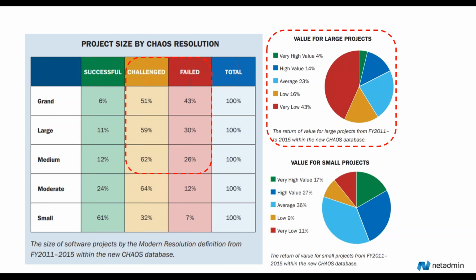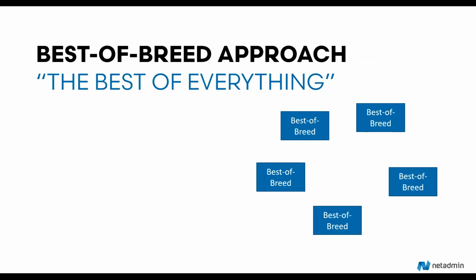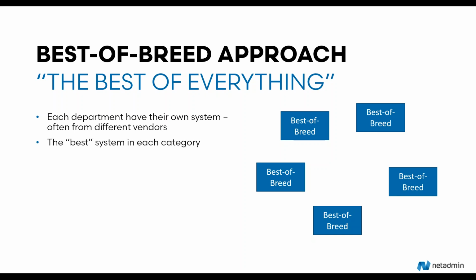Let's look at the second approach, the second strategy that we often see, and that's a sort of best of breed approach. What best of breed means is that you have individual point systems, and each department can have their own system, often from different vendors. So you can basically cherry pick the best, quote-unquote, system in each category. That kind of sounds like a good idea, right? Everyone gets exactly the system they need.